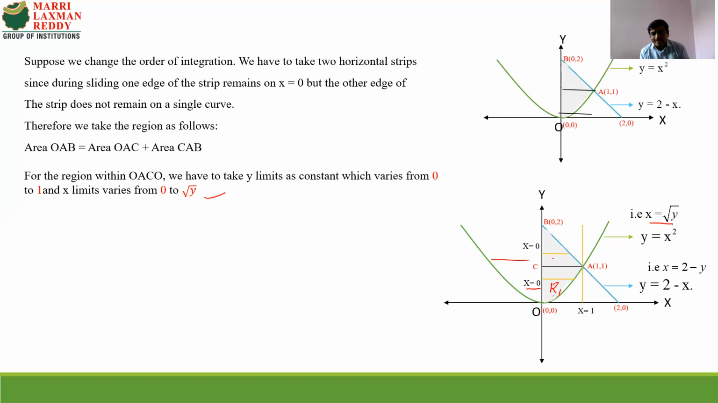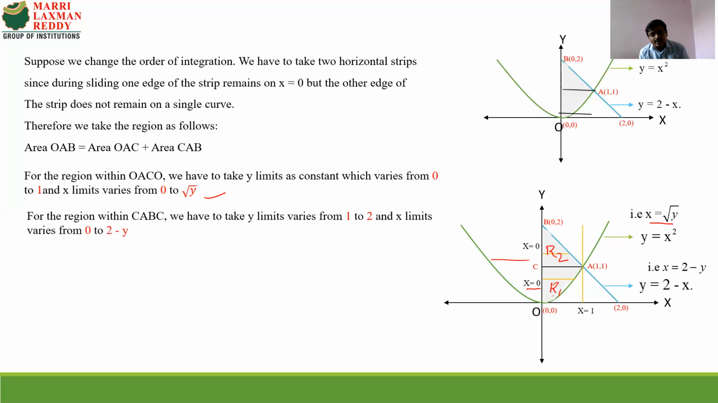Similarly, take the subregion R2. In this region, the y value initially is 1, and at the point B the y value is 2. So it is clear that y varies from 1 to 2. In the R2 region, only this line is involved. From that line, we get x equals 2 minus y. And x equals 0 is also the same for this R2 region. So the x value varies from 0 to 2 minus y.